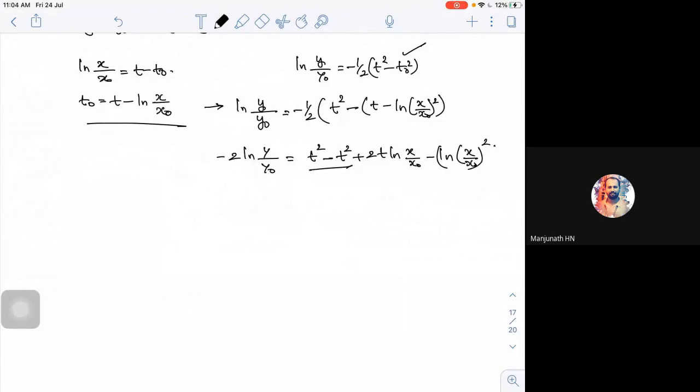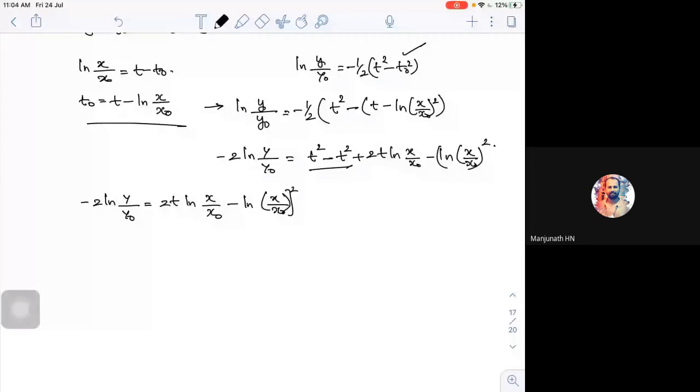So I can get it as minus 2 into ln of y by y naught is equal to 2 into t into ln of x by x naught minus ln of x by x naught whole square. So this will be your equation.